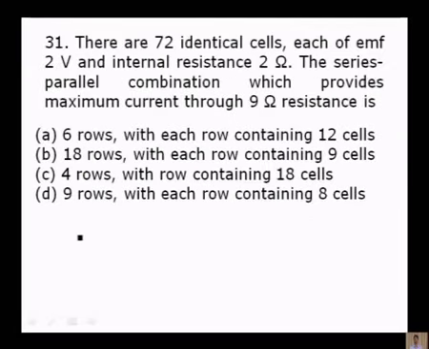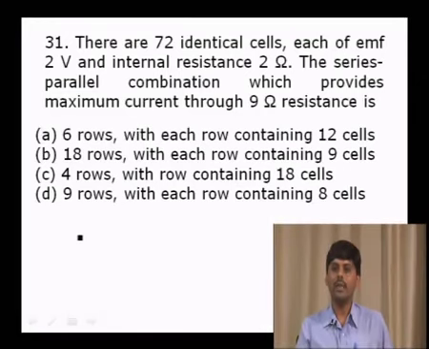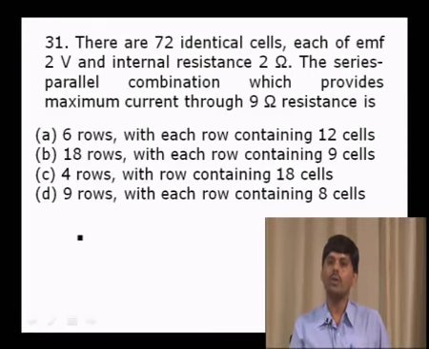Question number 31. There are 72 identical cells, each of EMF 2 volts and internal resistance 2 ohm. The series and parallel combination which provides the maximum current through a 9 ohm resistance is: A, 6 rows with each row containing 12 cells, B, 18 rows with each containing 9 cells, C, 4 rows with each row containing 18 cells, D, 9 rows with each row containing 8 cells.